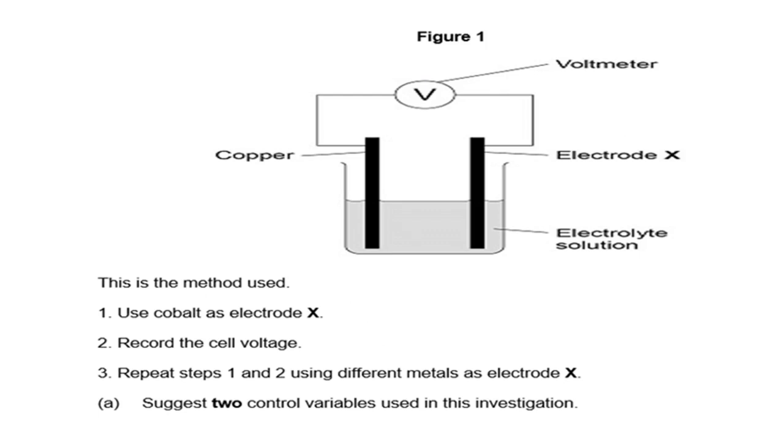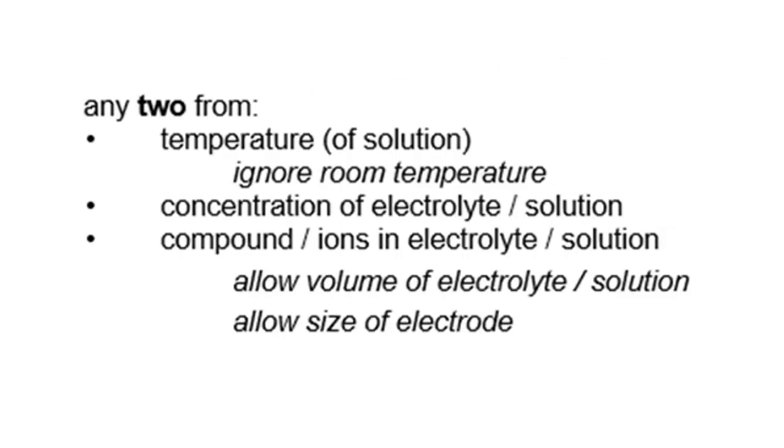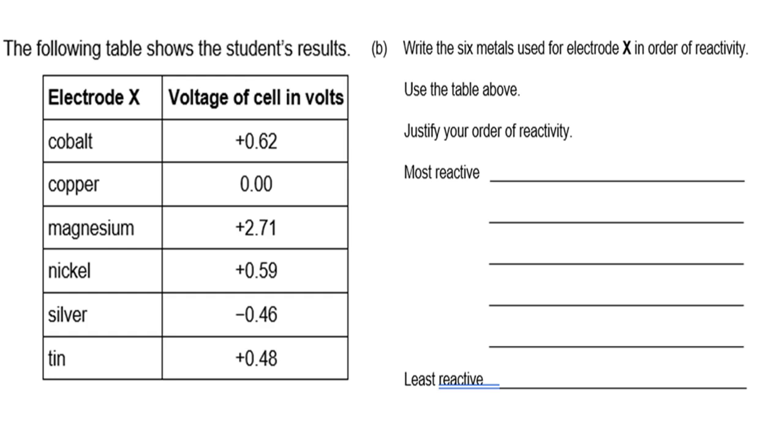If asked to suggest how to control variables, you control the concentration of the electrolyte and the temperature of the solution if you're doing that experiment. Here, put these 6 in order of reactivity.